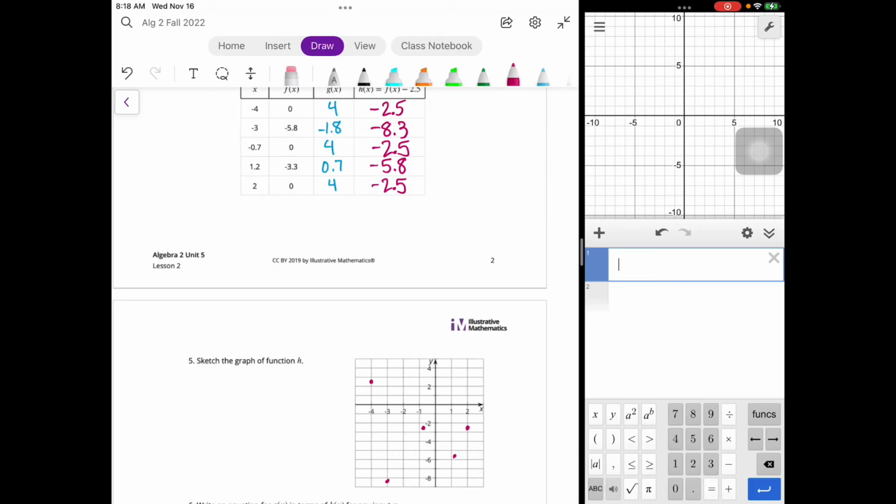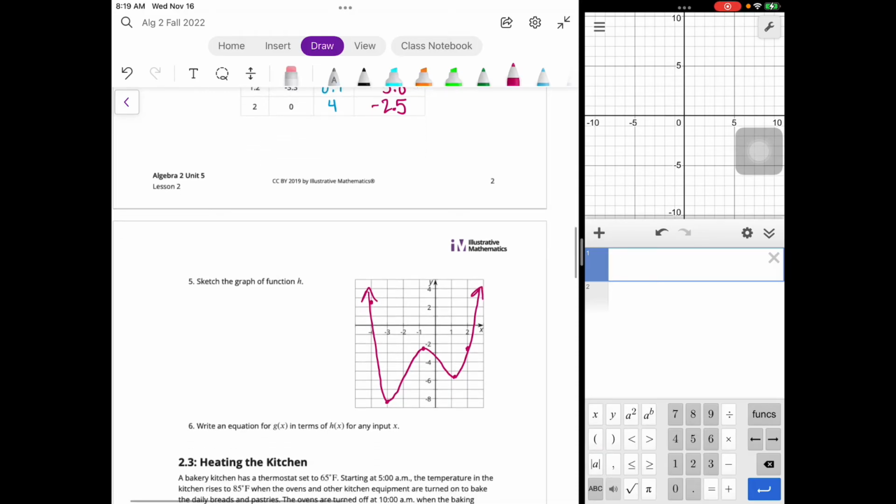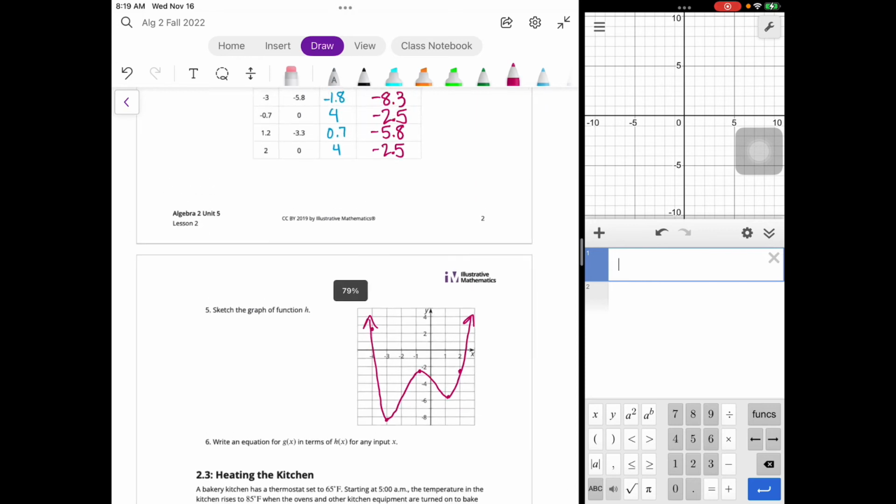All right. So now we're going to try to connect these. Oh, that is ugly. Let me try that again. That's a little better. All right, I don't expect you to be perfect in your drawings. It's fine, as long as they look pretty close. And then we're going to write an equation for g of x in terms of h of x.